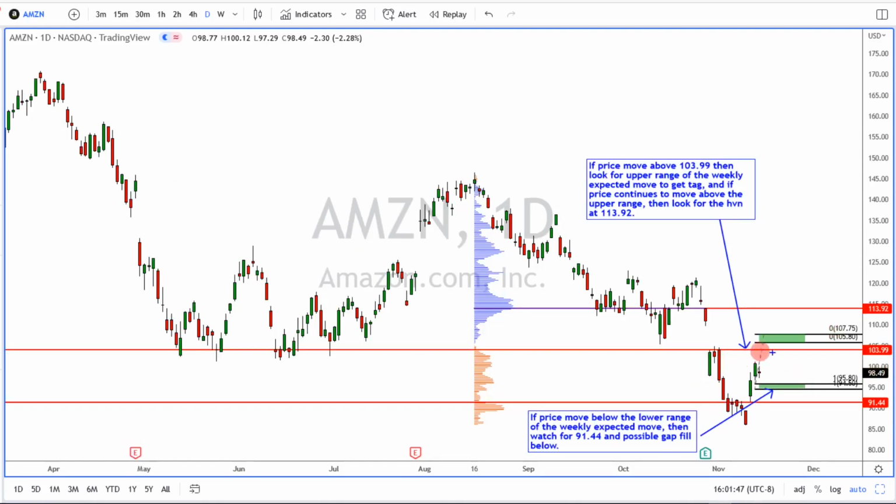For Amazon, basically looking to see would the price come up to this weekly expected move here, this upper range between 107.75 and 105.80. And if we get above this upper range, then look for a possibility of moving up toward this 113.92. And for the downside, if the price moves below this lower range of the expected move between 95.80 and 97.50, then look for it to come down and tag this 91.44 and possibly come down and fill this gap.